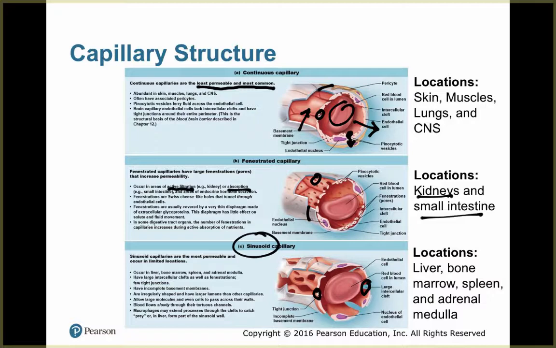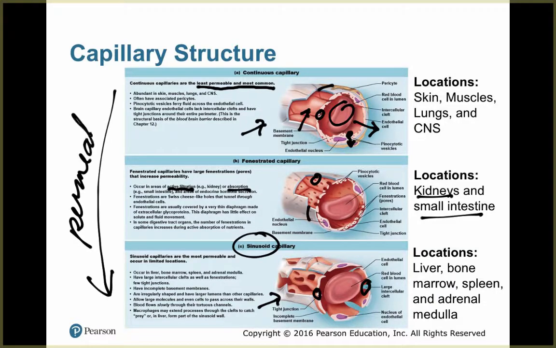So blood flows slowly through these channels, and essentially allows larger molecules, even cells, to pass along their wall, where these were least permeable to stuff. These guys are the most permeable. So essentially, permeability increases. And you can see probably why, because of these large holes.